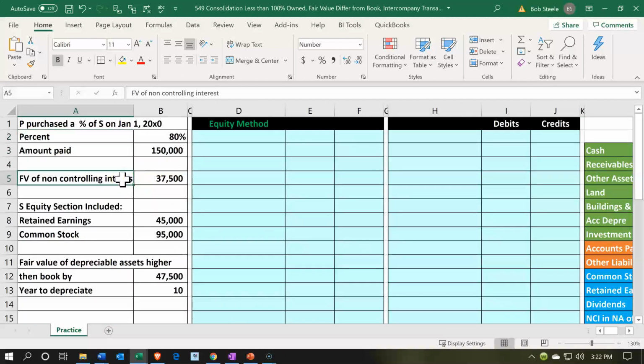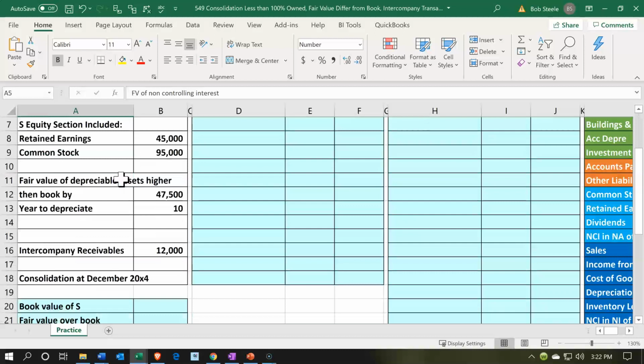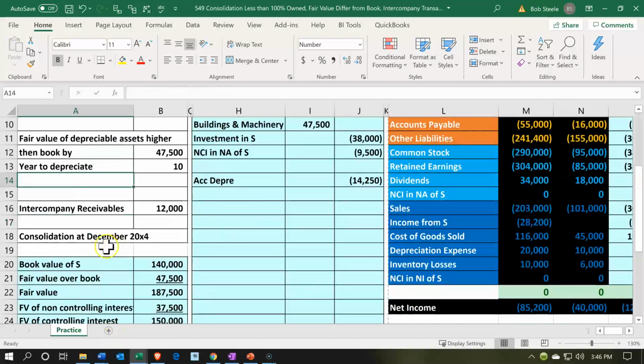Let's go back to the data on the left where we have P purchased a percent of S on January 1st, 2000 X0, that percent being 80%. Now, note that this happened 2000 X0, the point in time that we will be doing the consolidation. One of the key differential factors for this problem will be 2000. So note we have 5 years there. We got X0, the full year for 2000 X0, January through December, and then 4 more years. So we're actually talking 5 years total.